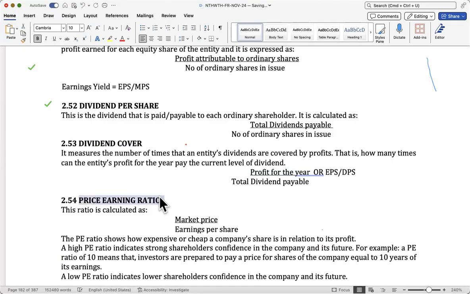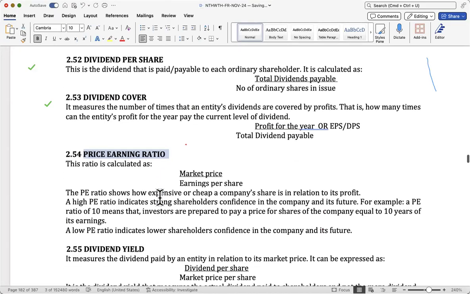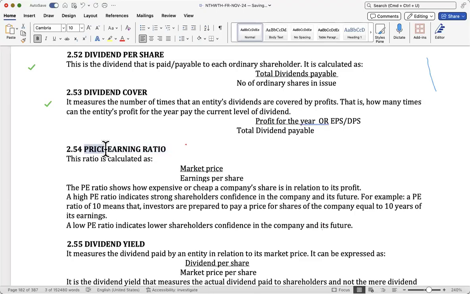Then we have price earnings ratio. So price earnings ratio, as the name implies, is your market price over earnings per share. Usually this ratio measures the value or confidence that the market has in a company.